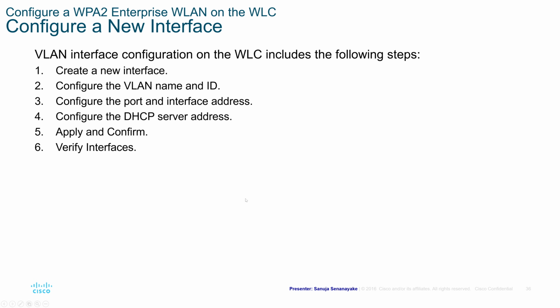Configure a new interface. WLAN interface configuration on the WLC includes these steps, and once you do them, you can create those new interfaces. So first thing we're going to do, create a new interface. Then we're going to configure the WLAN name and ID.